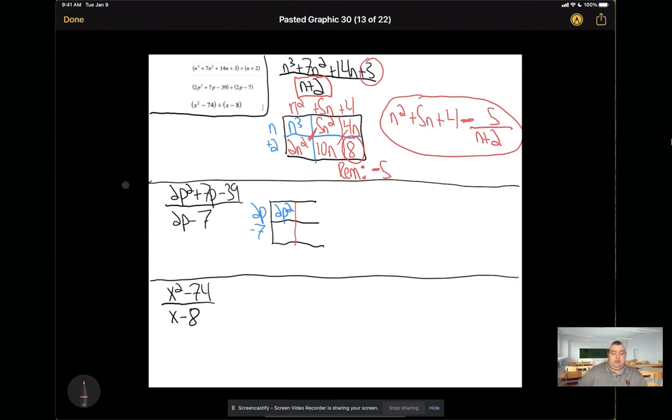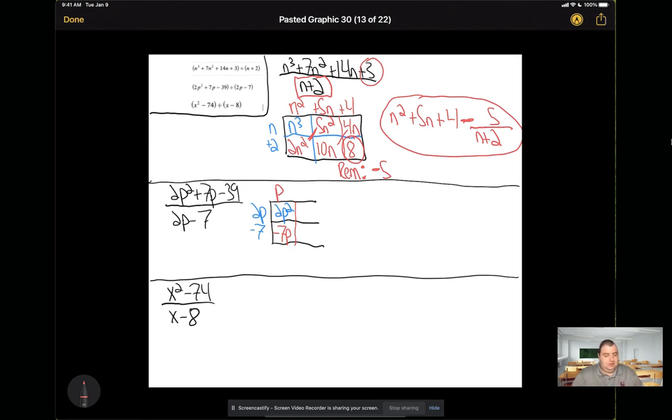So 2p times what is 2p squared? The answer is going to be 2p times p. So 2p times p is 2p squared. Now I can finish out the column. So this one's going to be negative 7 times p. So negative 7p.